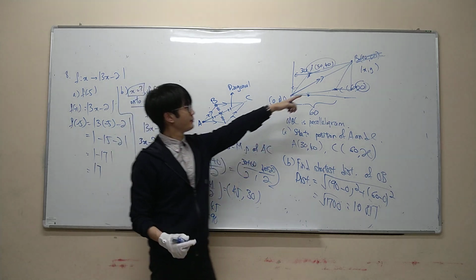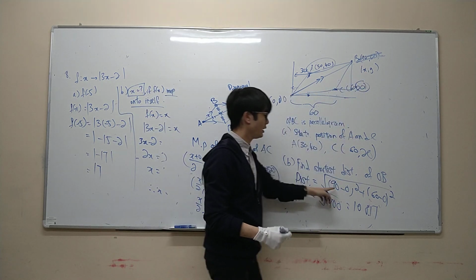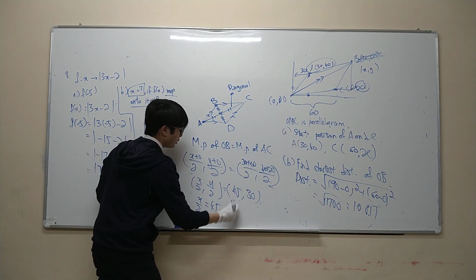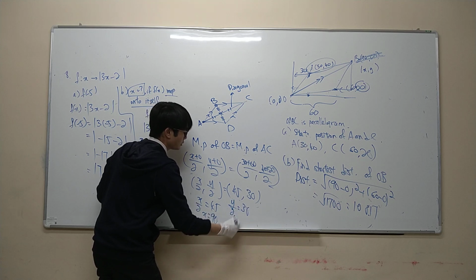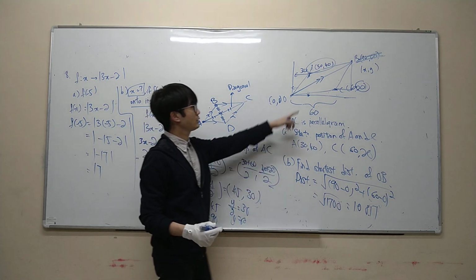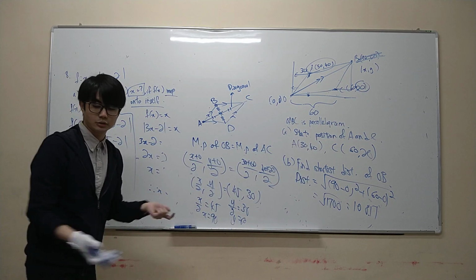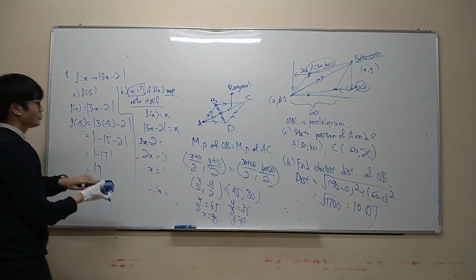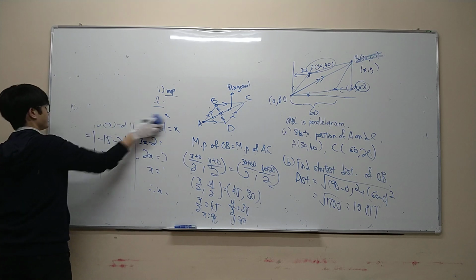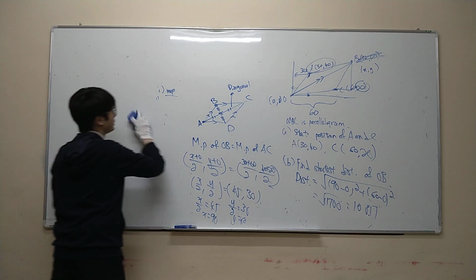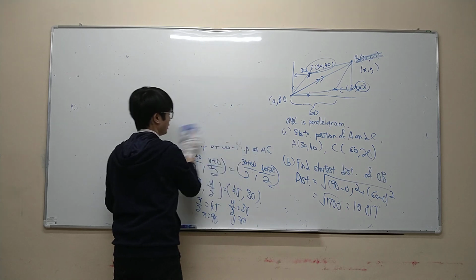Sama tak? And then y over 2 equals to 30. So y equals to 60. Sama tak dengan apa saya tulis? Sama kan? So this method can also. Okay? So this method works also. Alright. Let's move on. Okay, let me erase all of this.